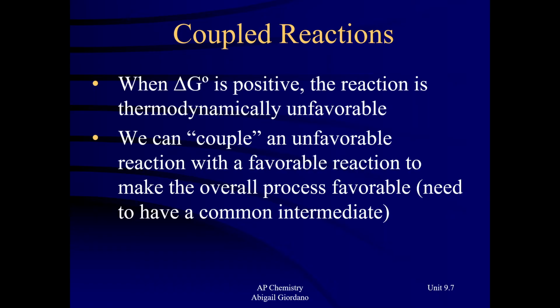Now, can you take any favorable reaction and link it to the unfavorable one? No, it can't just be any reaction. The two reactions involved need to have an intermediate in common. Let's review that term from the kinetics unit. We saw that word when we learned about reaction mechanisms and elementary steps. An intermediate was a product of one reaction that becomes consumed as a reactant in a subsequent step. So if two reactions have an intermediate in common, then they may be able to be coupled.